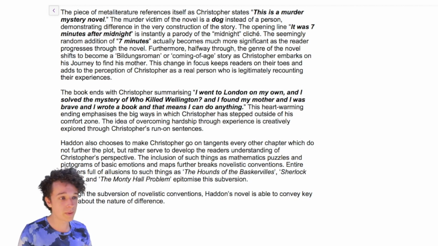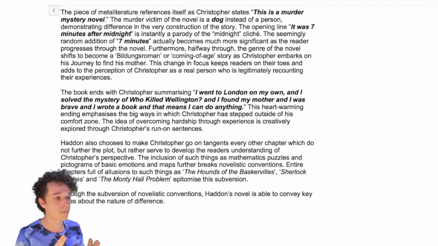Haddon also chooses to make Christopher go on tangents every other chapter, which do not further the plot, but rather serve to develop the reader's understanding of Christopher's perspective. The inclusion of such things as mathematics puzzles and pictograms of basic emotions and maps further breaks novelistic convention.